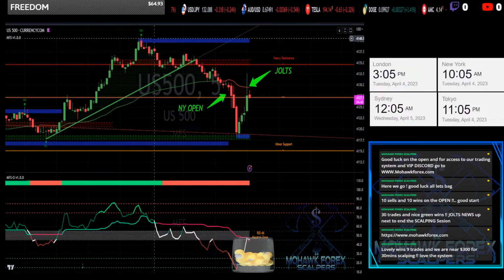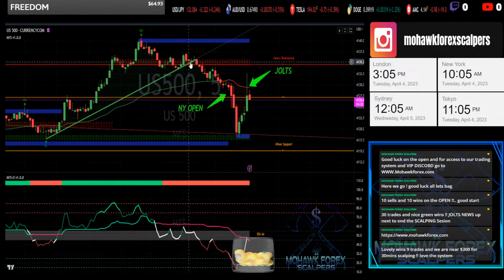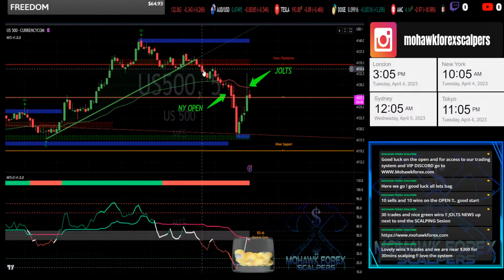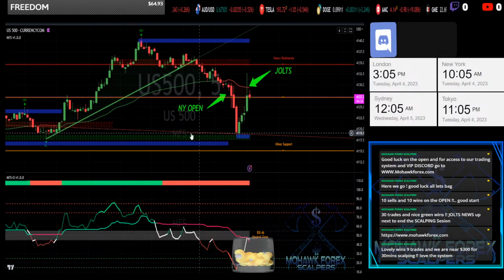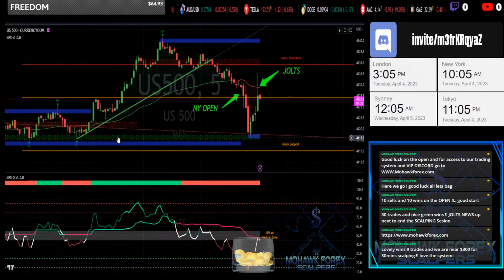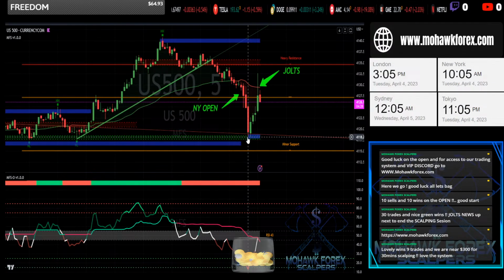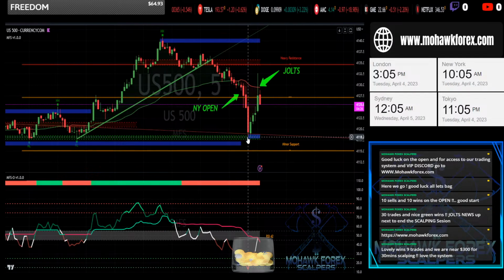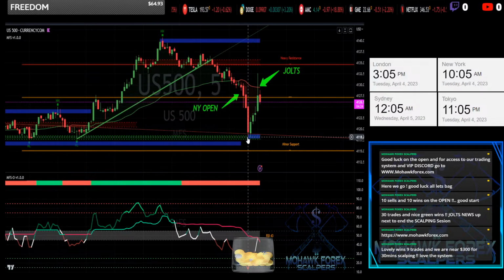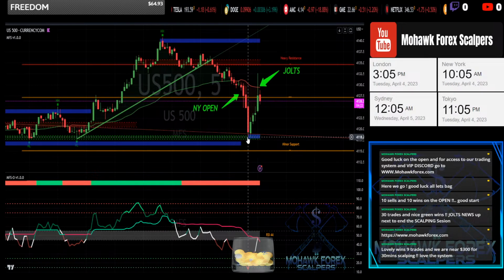Look how accurate this was. You got a rejection off that zone, took your profit there, waited for it to break the trend line and the zone, and there was your sell. And then here's your buy. I said about an hour ago, everyone is waiting to come back to this price for it to be a buy. And there you go, regardless of the news.